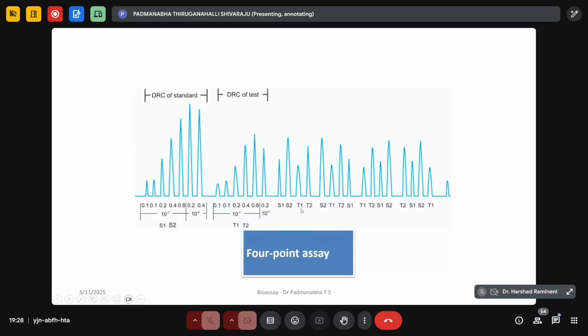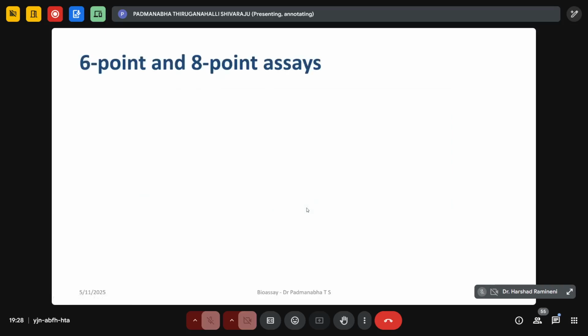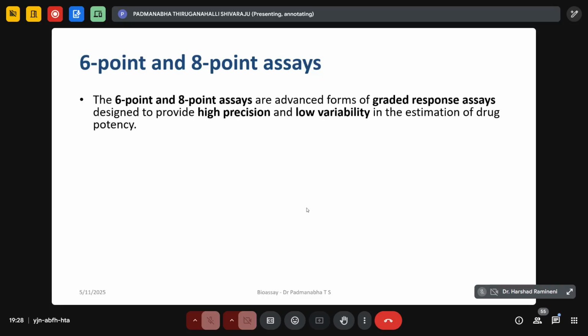The dose concentrations we will be using for S1, S2, T1, T2 will be selected from the 25% to 75% range. Then 6-point and 8-point assays also exist, and these assays have higher precision and low variability in the estimation of drug potency. So these are superior to the 4-point assay.